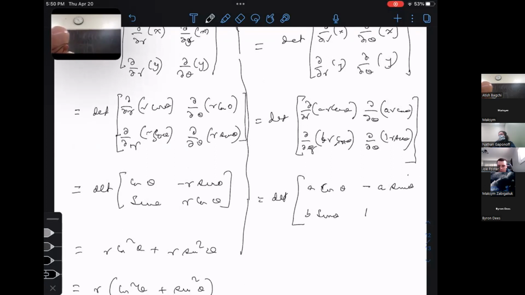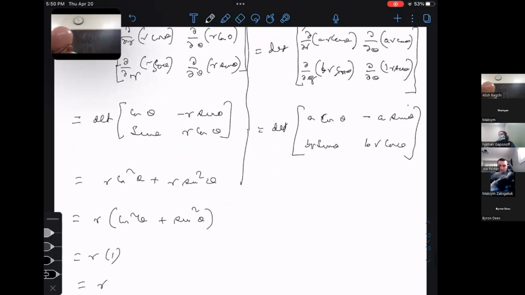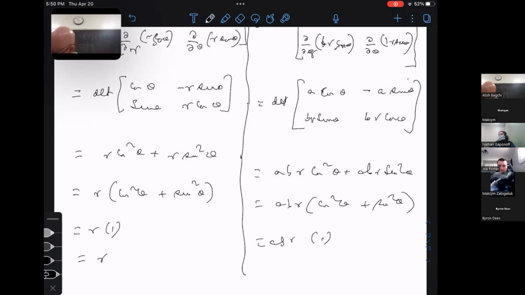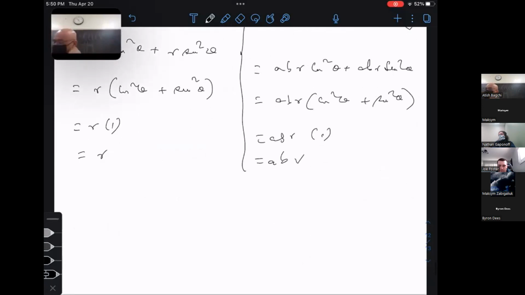No, B cosine theta, BR, and BR cosine theta. So this is equal to ABR cosine squared theta plus ABR sine squared theta, which is equal to ABR times (cosine squared theta plus sine squared theta), which is ABR times 1, which is ABR. I am trying to point out that this is absolutely trivial and everyone should have done it, but no one did. There is nothing going on over here.